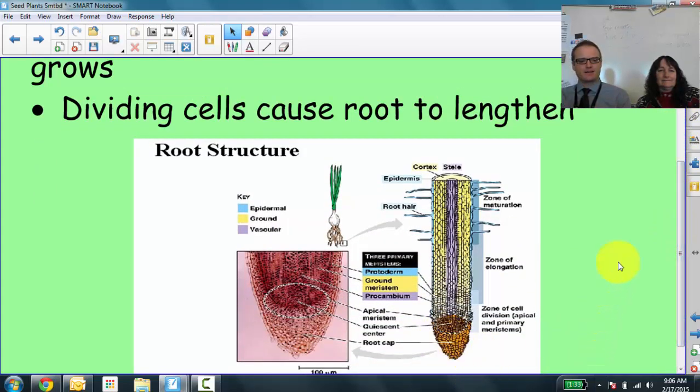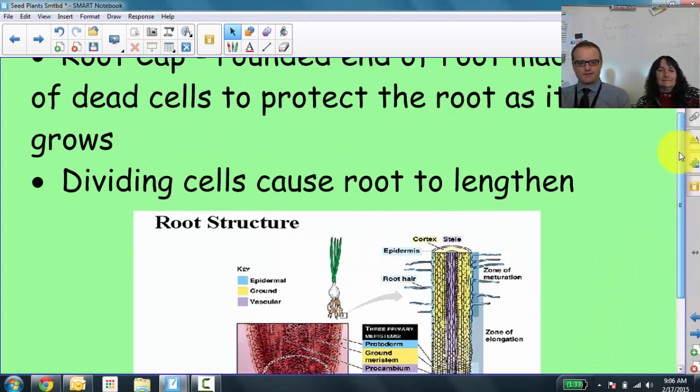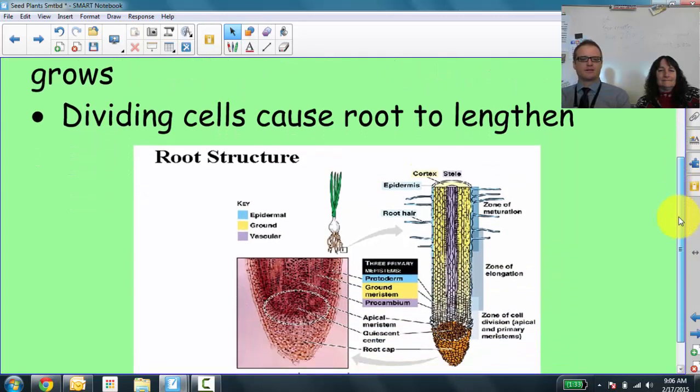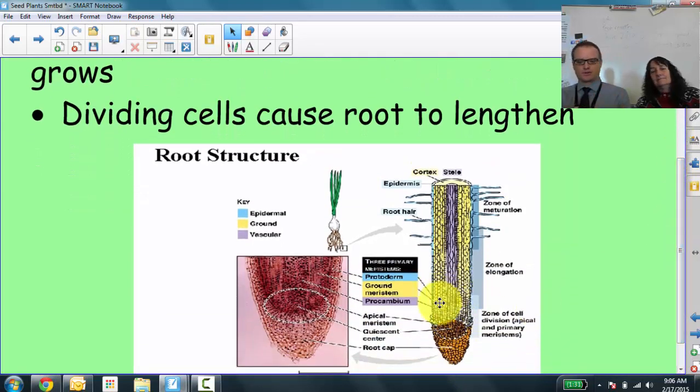And right behind that root cap, you have these dividing cells right here behind it. And that's where it's going to actually start to lengthen and cause it to grow. So as it grows, you have that kind of tough end at the end of the root to help protect it as it's expanding and growing in the soil.